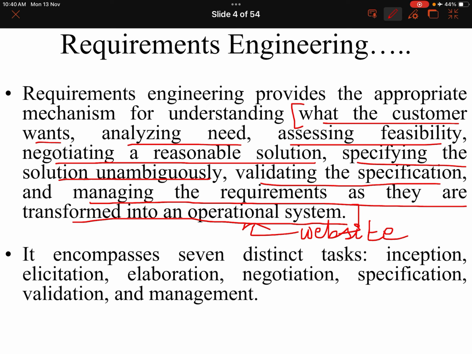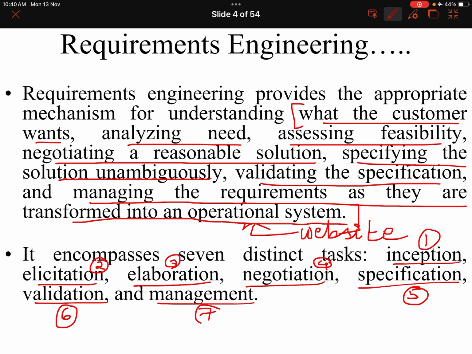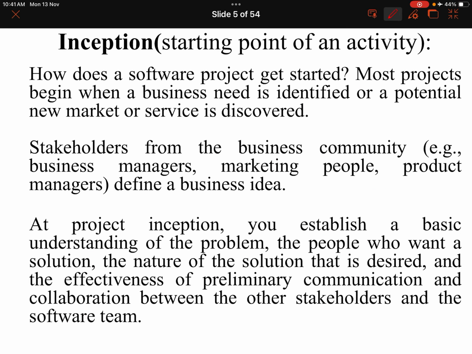So all this encompasses 7 distinct tasks. What are they? First is inception, elicitation, elaboration, negotiation, specification, validation, and management. So all these are the 7 distinct tasks which come under requirement engineering. So your inception, that is your starting point of an activity. So your first step is the inception.